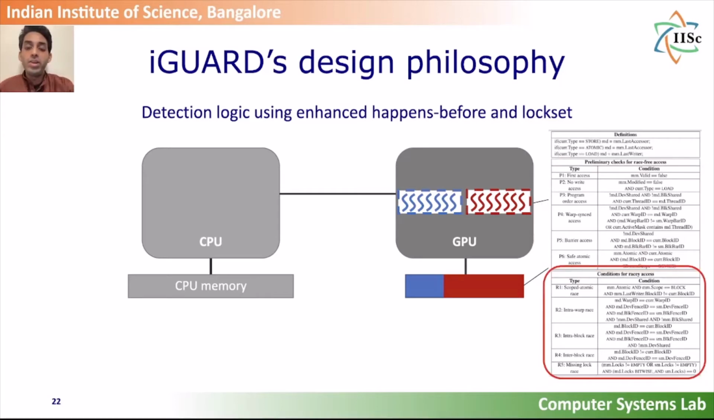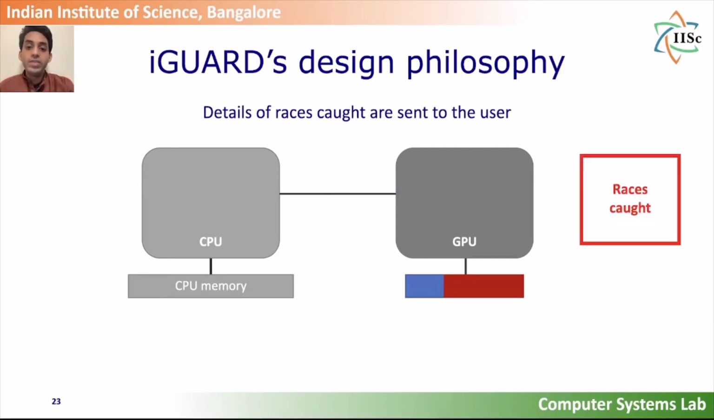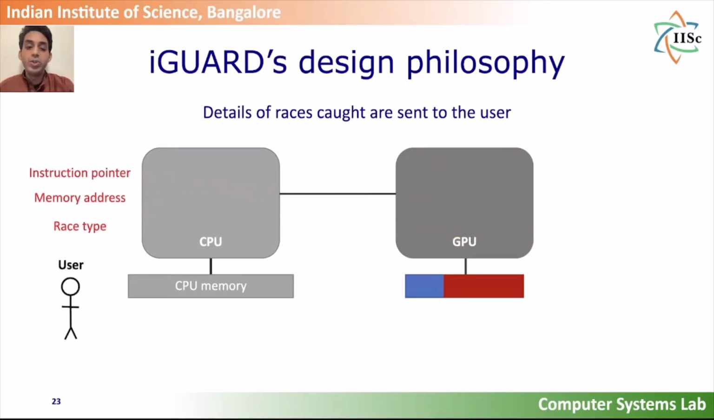If all the preliminary tests fail, we perform more detailed detection where we check for missing synchronization. If any of these tests pass, the access is declared a race. Otherwise, the access is safe. Full details of the different conditions we used can be found in the paper. The details of the races caught are kept in a buffer in the GPU, which is later sent to the CPU. These details are then reported to the user.